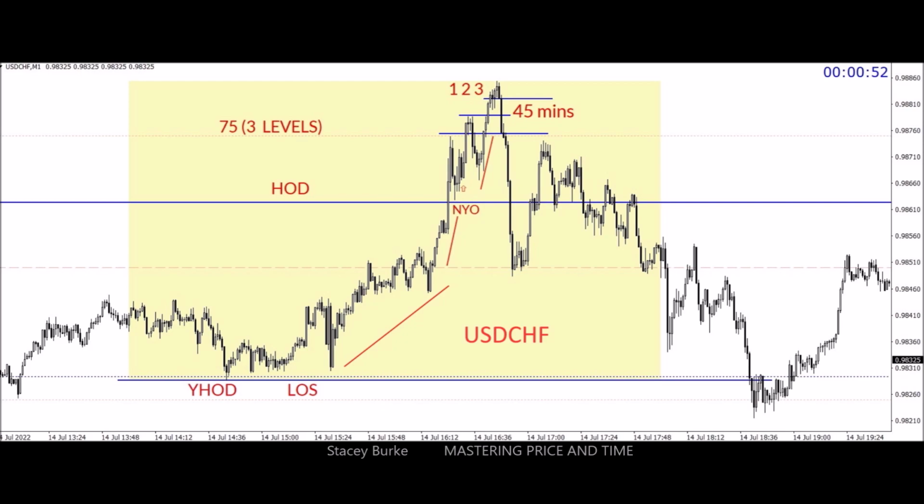People ask me, well, where do you put your 100 pip box? The 100 pip box is price. Whether it's $1, whether it's $10, irrespective of the instrument, price is price. I didn't put that on the chart. It is what it is.